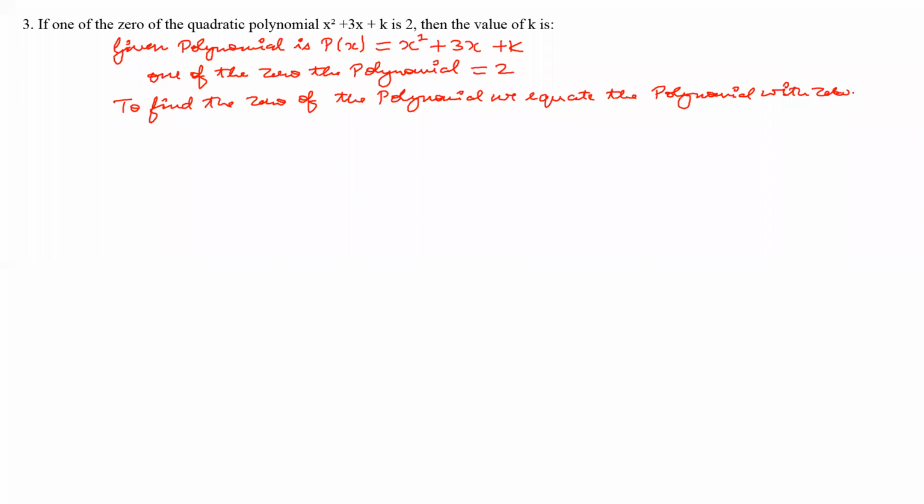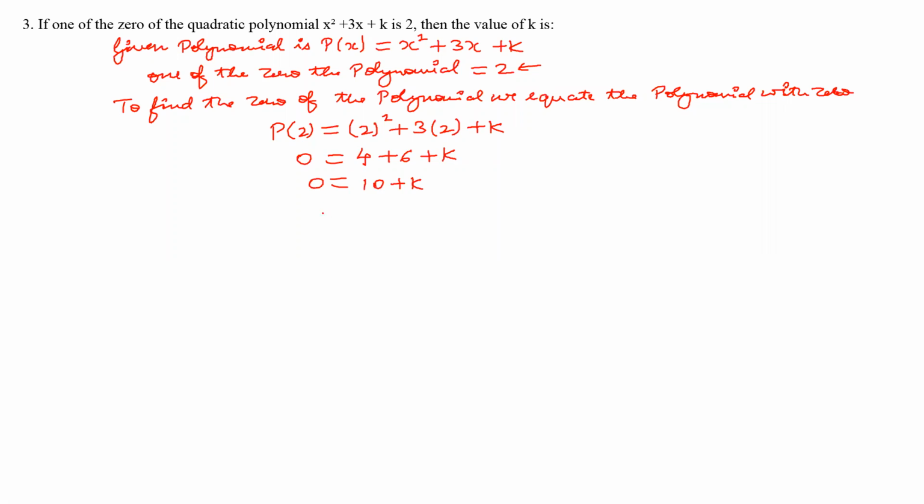Okay, here we already have one zero given, that is 2, so directly we will put 2 in place of x. So what will it become? 2 square plus 3 multiplied by 2 plus k, and this p of 2 will be equal to 0. Here you will have to write 0. So 2 square is 4 plus 3 2s is 6 and plus k. Now see, 4 plus 6 is 10 plus k.